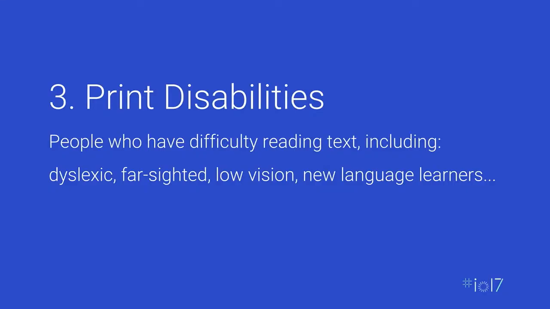The next set of features are for people with print disabilities. Print disabilities are people who have difficulty of reading text. Those include people with dyslexia, farsighted, low vision, illiterate, or even people who just want to learn a new language.